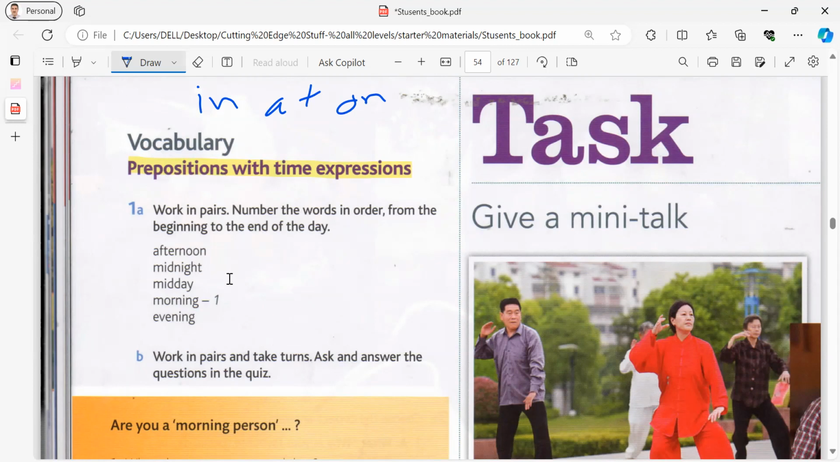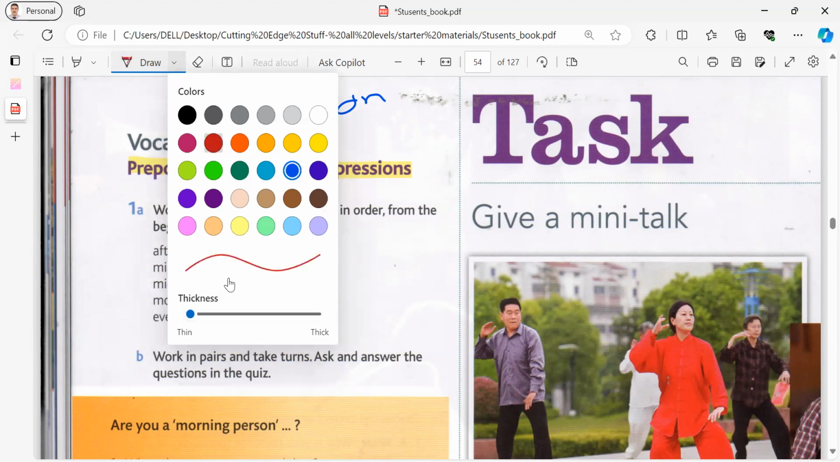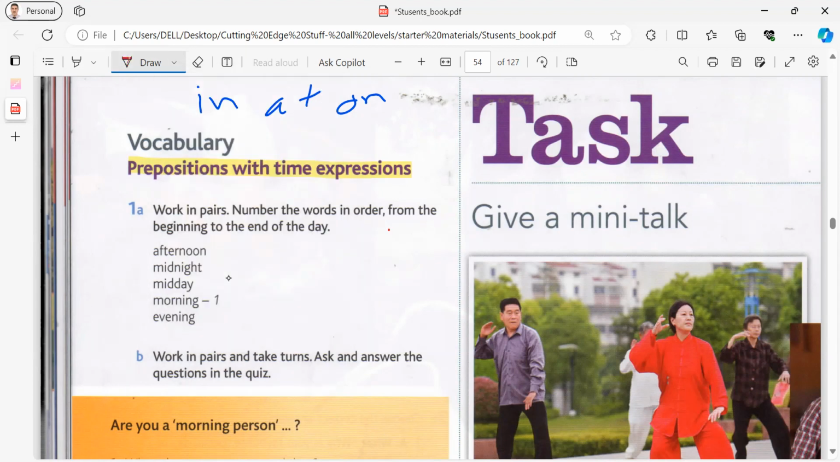Number 1, morning. After morning, we have midday, like now, it's midday. After midday, we have afternoon. Then we have evening. And finally, midnight.